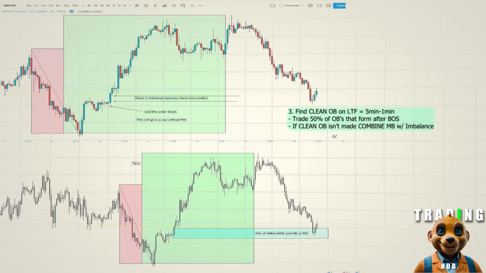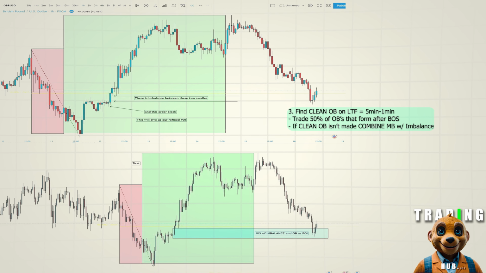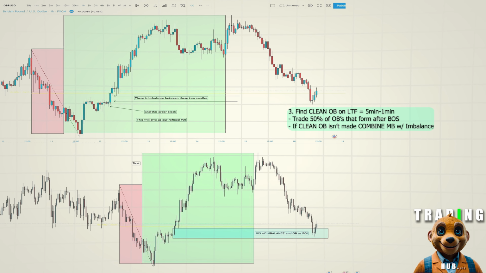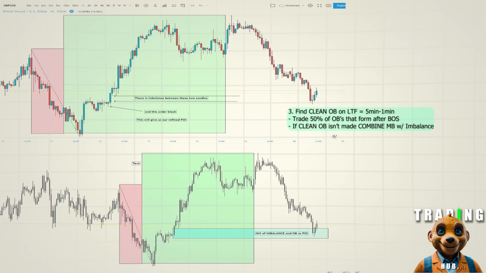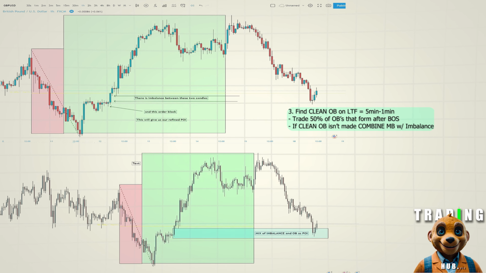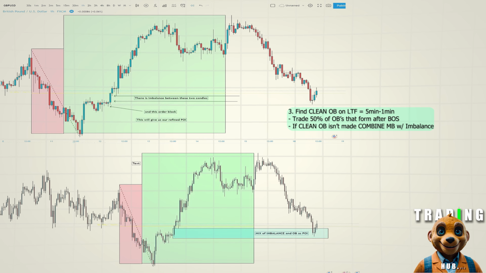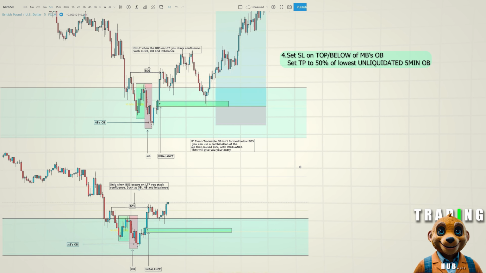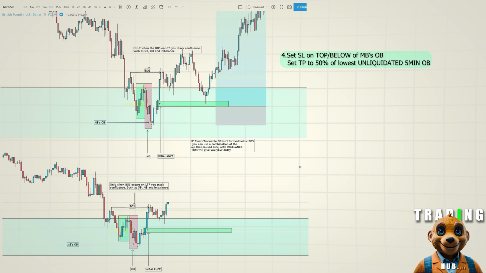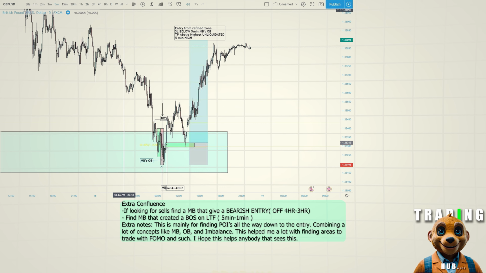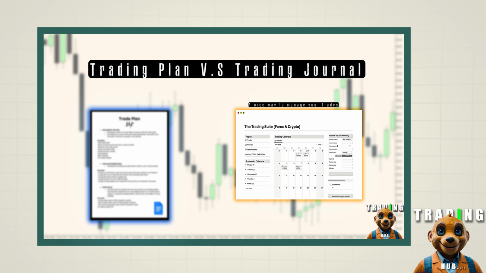Number 3. Find clean OB on a lower time frame, 5 minutes or 1 minute. Trade 50% of the OB that forms after break of structure. If a clean order block isn't made, combine market structure break with imbalances. Number 4. Set stop loss on top or below of the market structure break. That was an example of a trading plan.